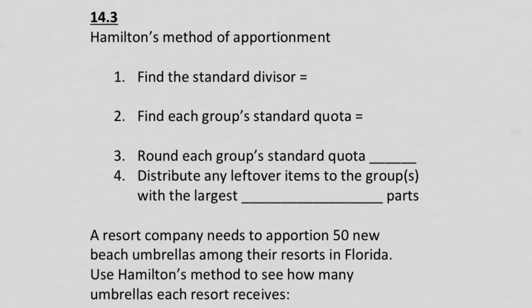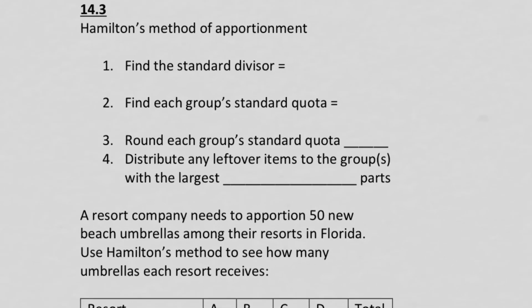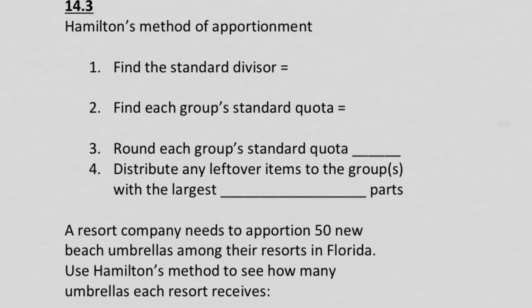So 14.3 is apportionment, and we're going to focus on Hamilton. So there is a procedure you have to follow. So first of all, here are your 4 steps. Remember the formula for the standard divisor would be to take the total population and divide it by the number of items to be allocated.